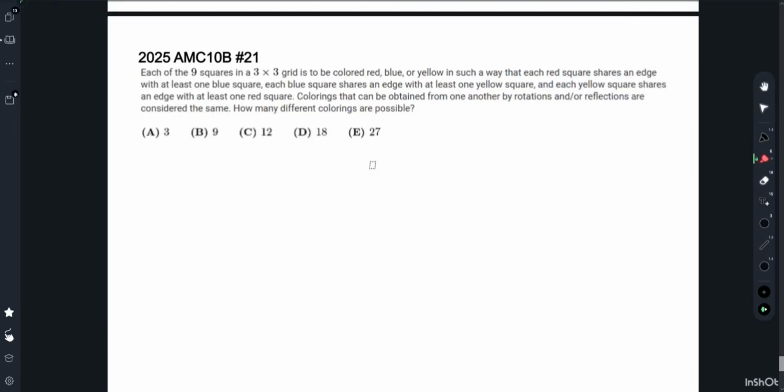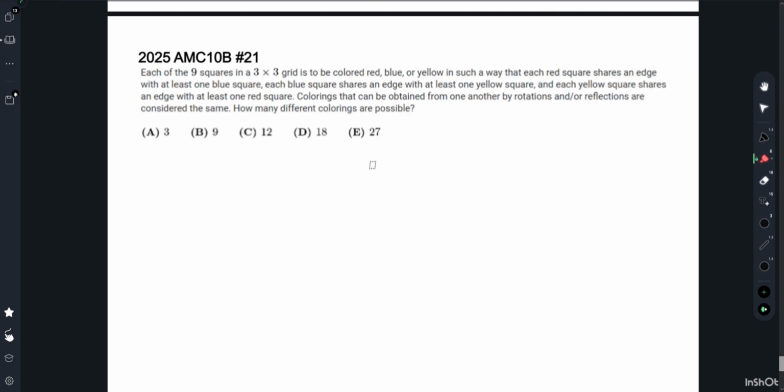Hello guys, today I'll be going over 2025 AMC10B Problem 21. Each of the 9 squares in a 3x3 grid is to be colored red, blue, or yellow, such that each red square shares an edge with at least one blue square, each blue square shares an edge with at least one yellow square, and each yellow square shares an edge with at least one red square. Colorings that can be obtained from one another by rotations and/or reflections are considered the same. How many different colorings are possible?